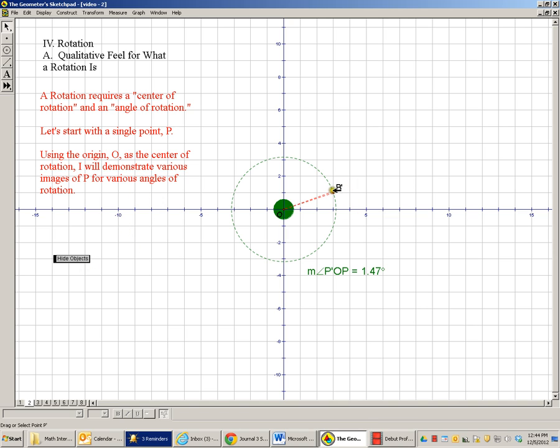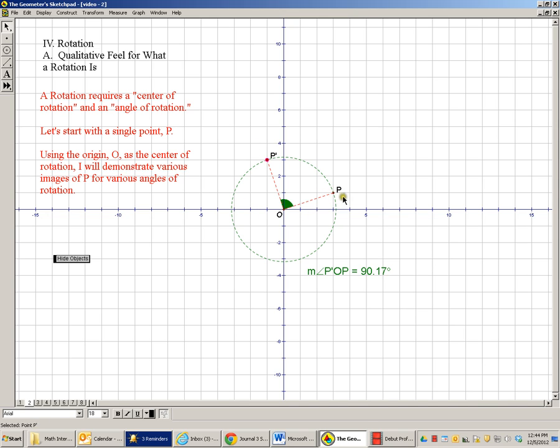Basically, the way a rotation works is, P is my original point, O is my center of rotation. You can almost imagine that O is the center of a circle, and P defines the radius of the circle. And then we can rotate to produce images. So for example, if I rotate this over to this particular point, that would be a 90-degree rotation for P, and it ends up here.